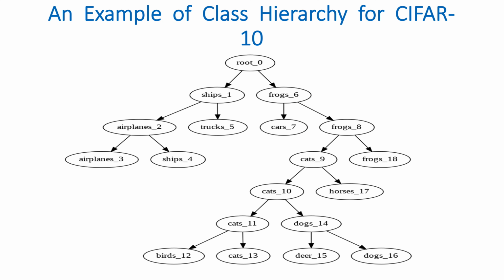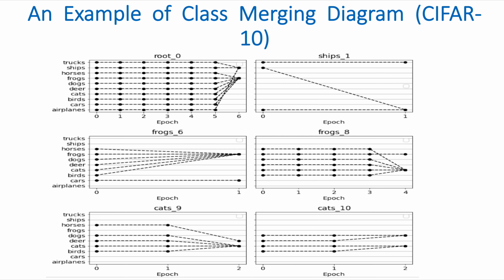This image displays an example of class hierarchy for CIFAR-10. As you can see, it is similar to the intuitive hierarchy that can be constructed by a human. And the next image shows class merging diagrams for CIFAR-10 in each node of the convolutional hierarchical neural network classifier.